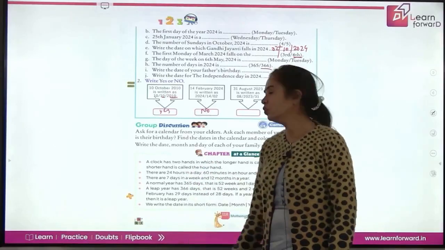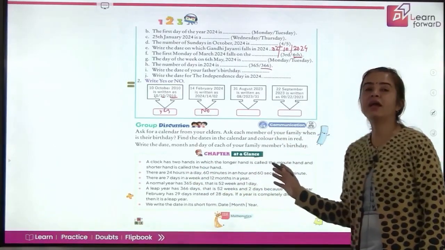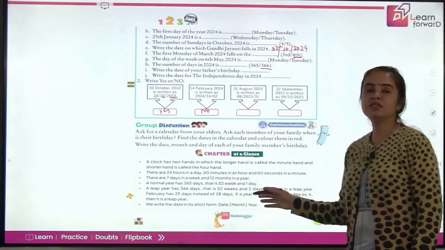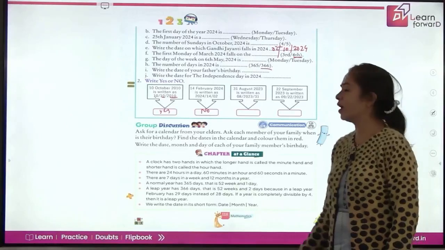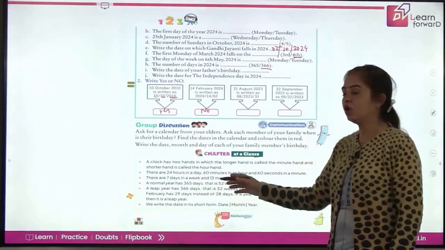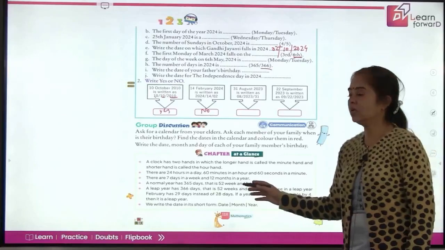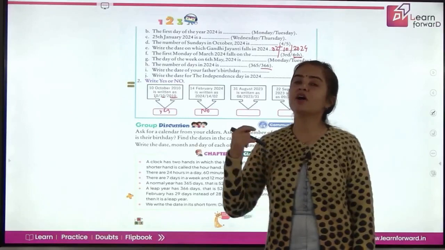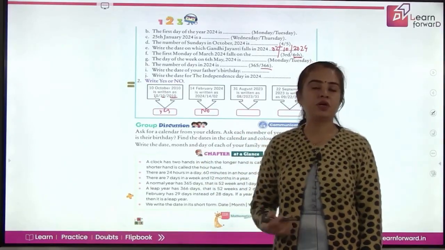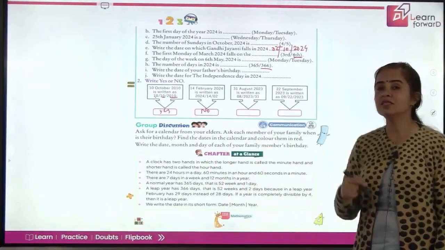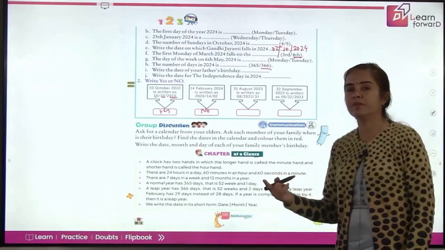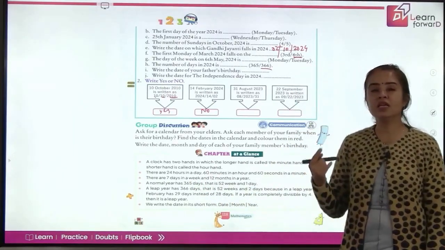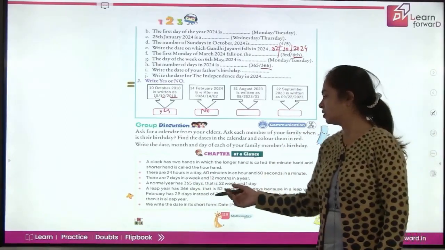A clock has two hands. The longer hand is the minute hand and the shorter one is the hour hand. There are 24 hours in a day, 60 minutes in an hour and 60 seconds in 1 minute. There are 7 days in a week, you all know, and 12 months in a year. A normal year has how many days? 365. But after every 3 years, the fourth year is a leap year in which we have 366 days. This one extra day goes in February. February normally has 28 days, but in a leap year, this month has 29 days.